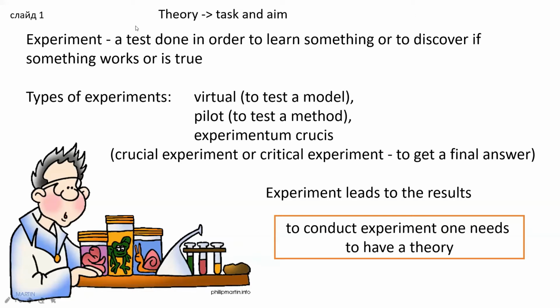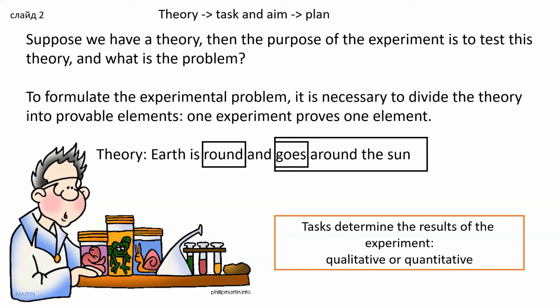Then, suppose we have a theory, then the purpose of the experiment is to test this theory, and then what is the problem and what is the aim of the experiment. To formulate the aim of the experiment, you have to divide the theory into small pieces, and then one theory piece should be proven by one element and one experiment.